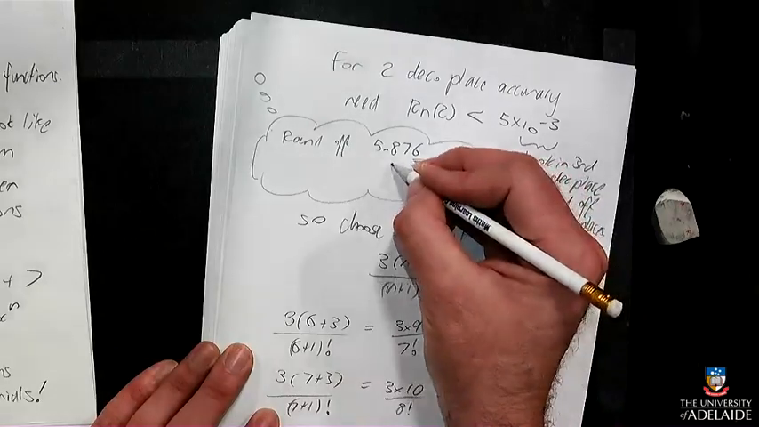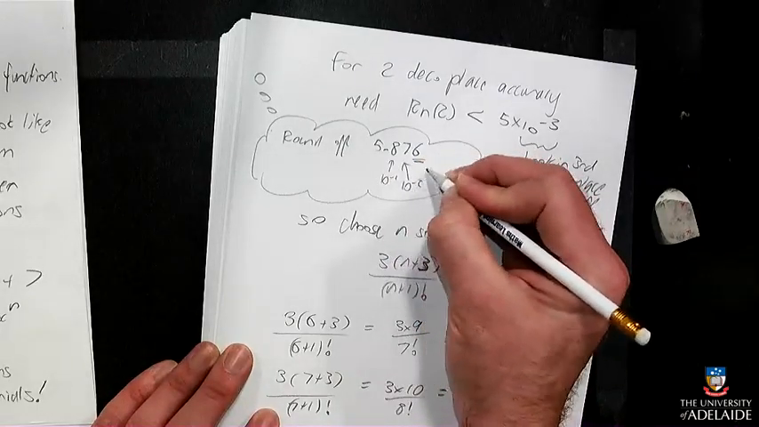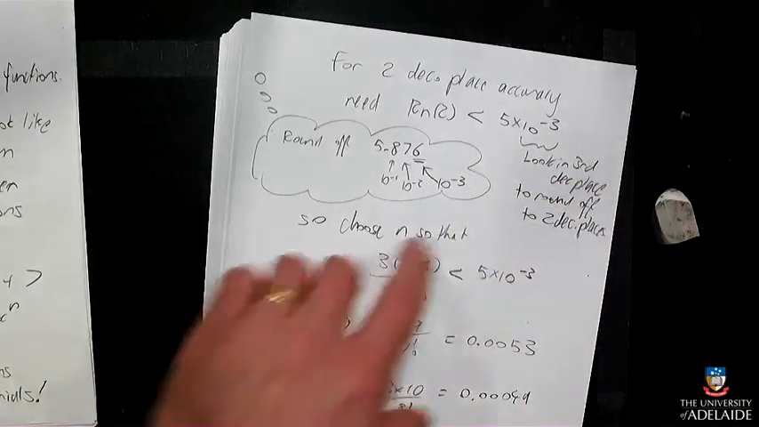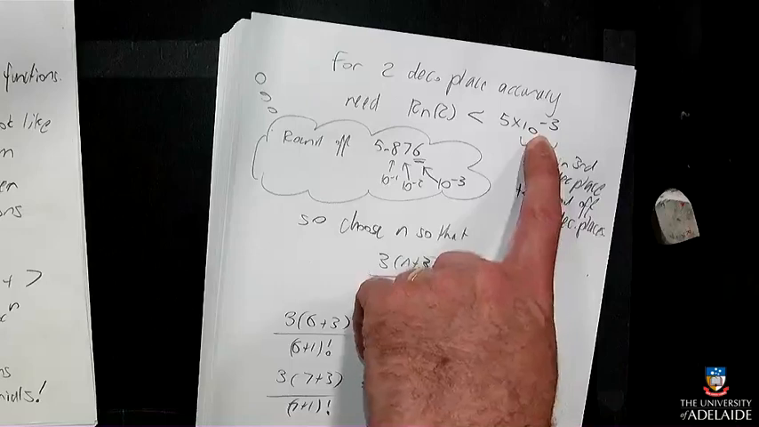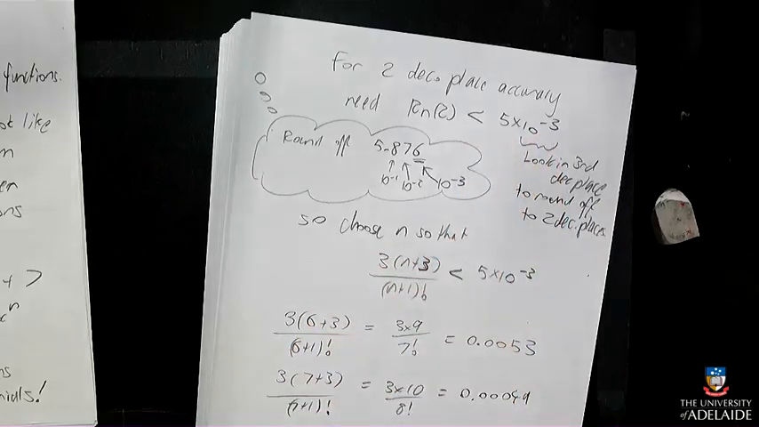And the 3rd decimal place, this is 10 to the minus 1. This is in the position 10 to the minus 2. This is in the position 10 to the minus 3. And so that's why the 10 to the minus 3. The 5 is because you know that if you go further than 5 away, then you'll round off to the next thing. And that's why.